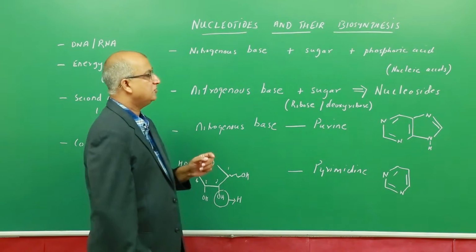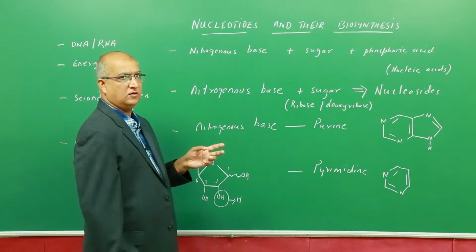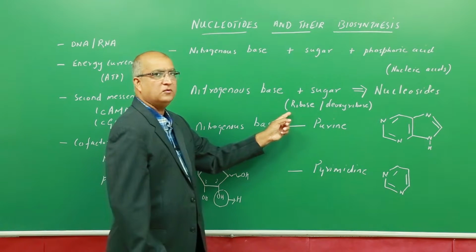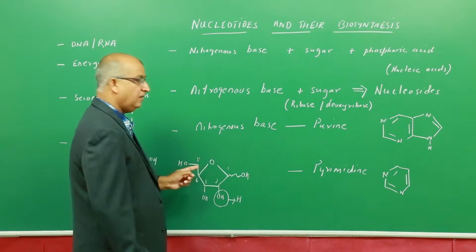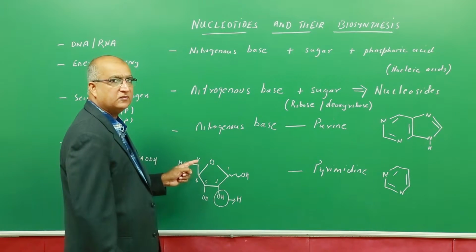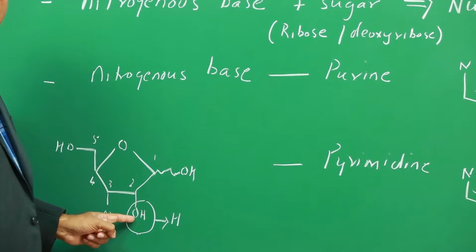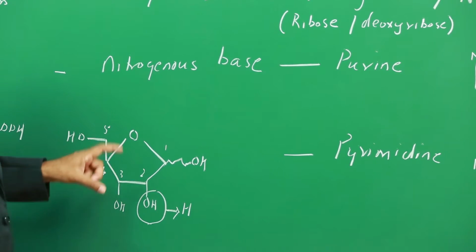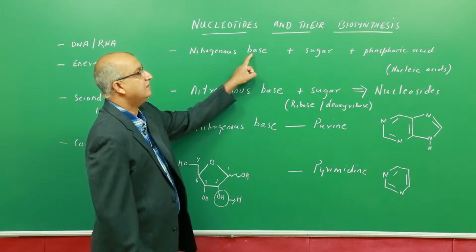Now, as far as the sugar is concerned, the sugar which is present in these nucleosides or nucleotides is either ribose or deoxyribose. If you recall, ribose is a pentose, and here is the structure of ribose. Deoxyribose is the 2' deoxy derivative of ribose. So this pentose is an integral part of both nucleosides as well as nucleotides.